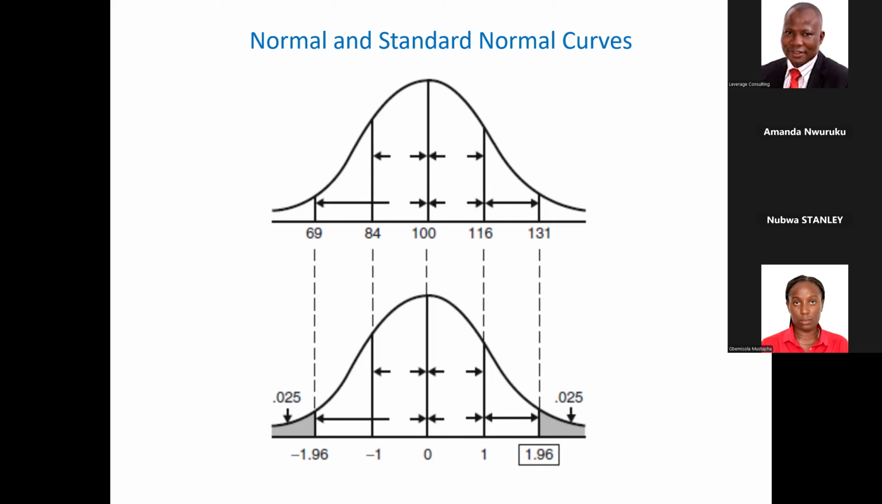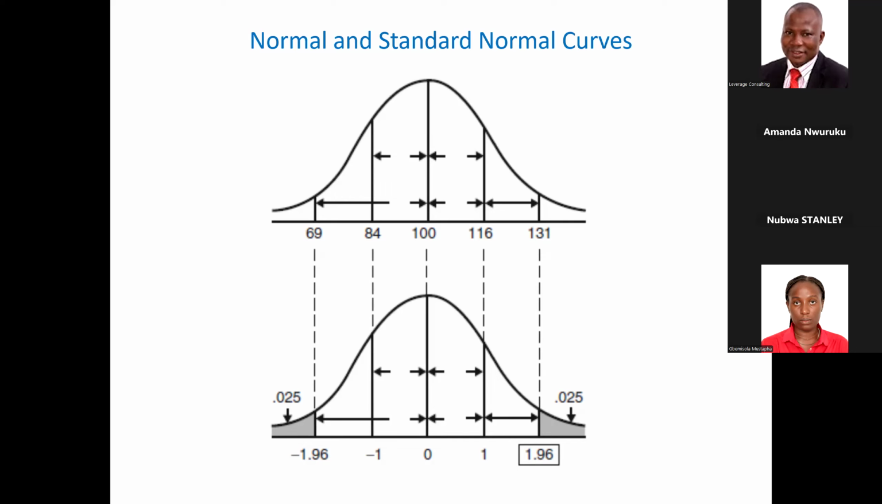Less than 100 is 50%. Greater than 100 is 50%, because 100 is the middle. So the probability that someone has blood pressure between 100 and 116 is 34%. Between 84 and 100 is 34%, because we know that between 84 and 116 is 68%. Half of it is between 84 and 100, and between 100 and 116. And that's what we have already said. Greater than 116 is 16%. Less than 84 is 16%.